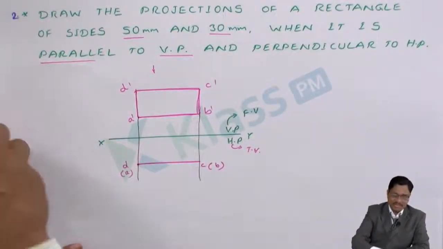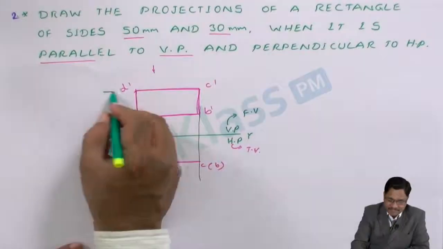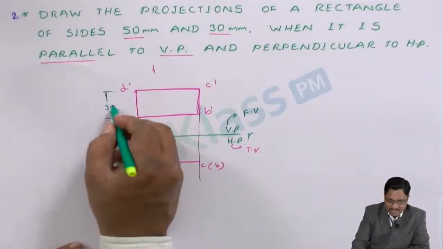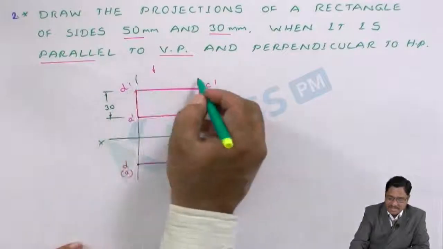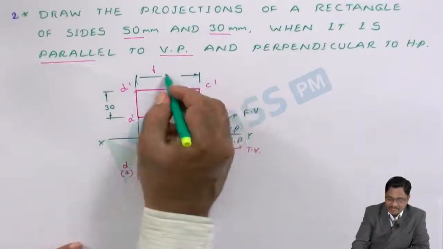After that, to complete it, I have to show the dimensions too. The width of the side given is 30 mm. Next, the length dimension is available, so I have to show 50 mm.